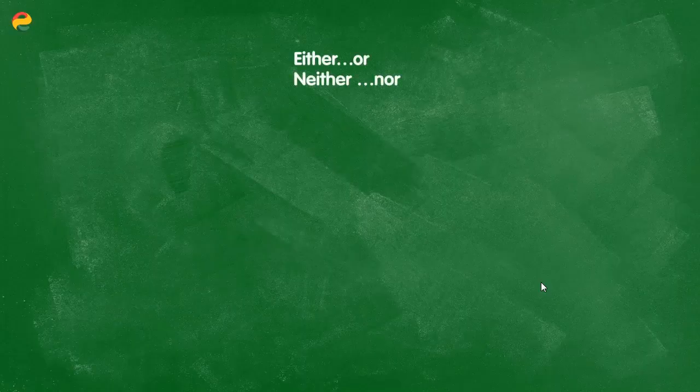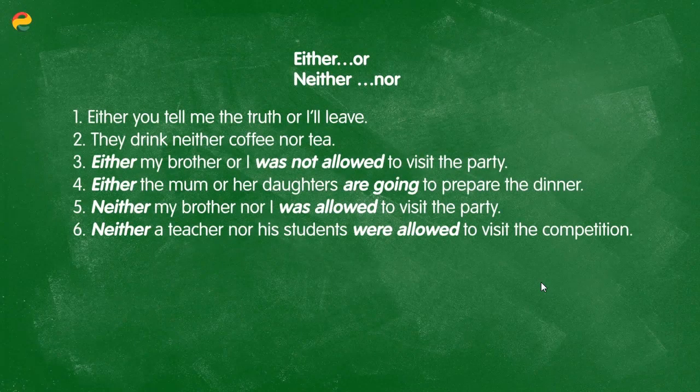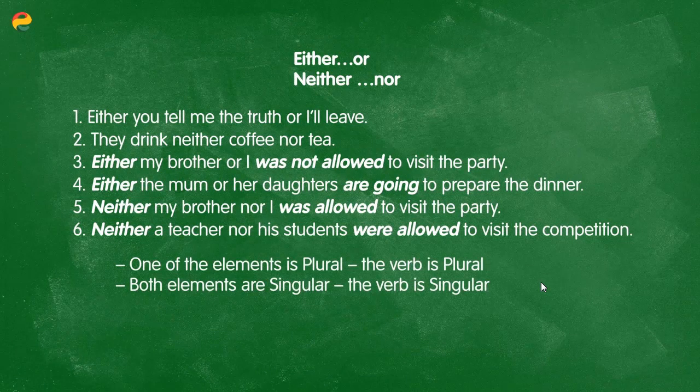So, first, either you tell me the truth or I'll leave. Here, both choices are possible. Either you can tell me the truth or you will have to watch me leave. Another: they drink neither coffee nor tea. Here, I'm saying that both coffee and tea are unacceptable. They do not want any of the choices that I have given them, so I use neither... nor.